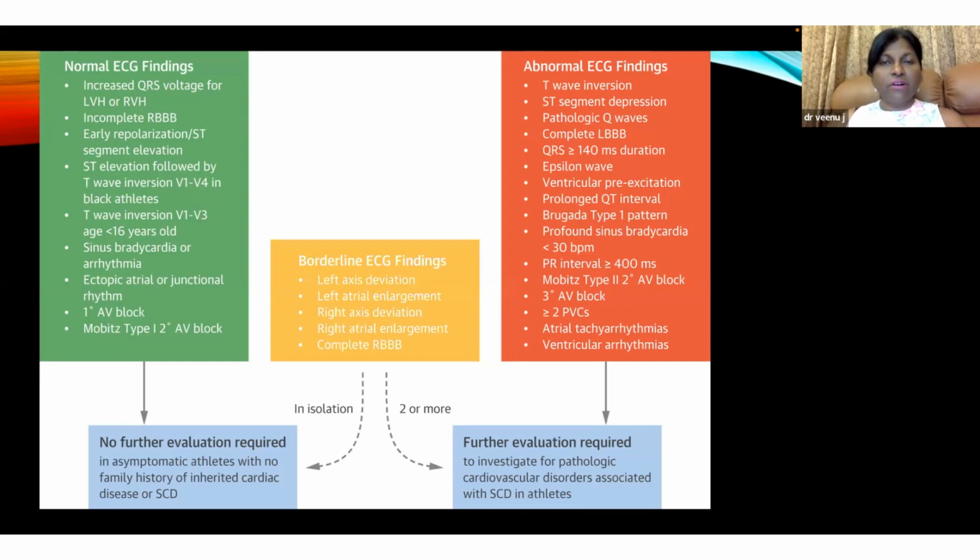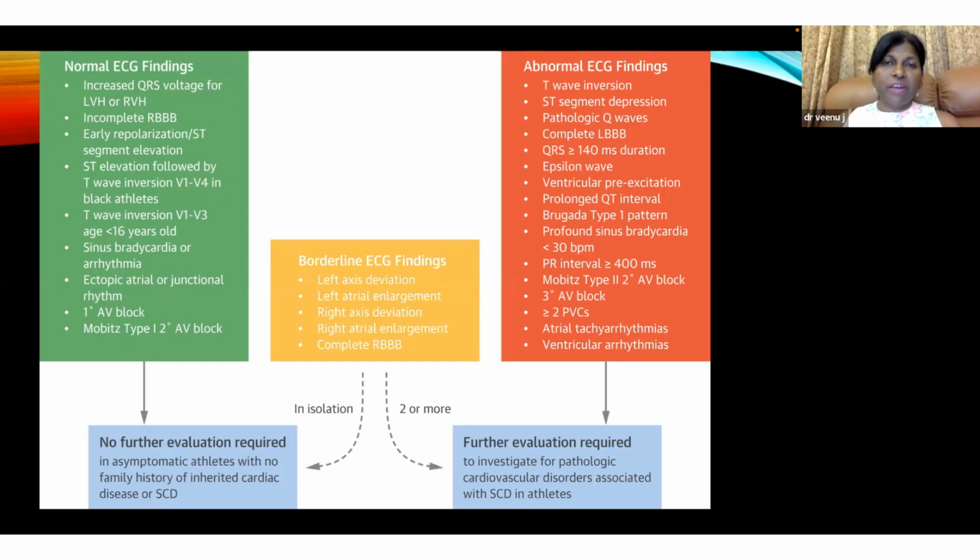They can have increased QRS voltage, either an LVH or an RVH. They can have incomplete right bundle branch block, early repolarization changes, ST elevation followed by T inversion V1 to V4, which is seen in black athletes because of the exaggerated juvenile pattern which is seen in them. Then T inversion V1 to V3 is the persistence of the juvenile pattern.